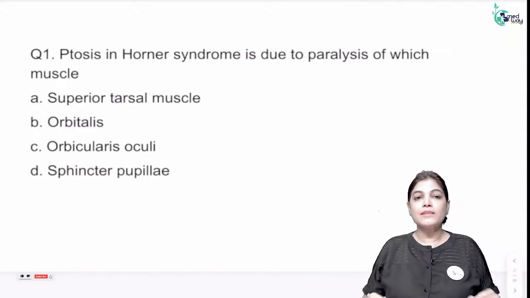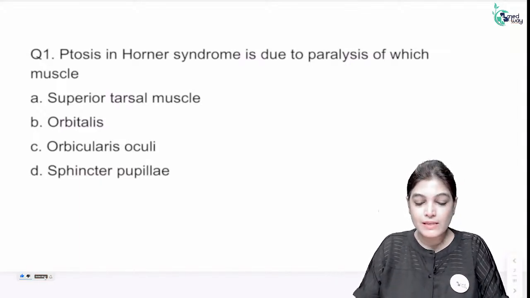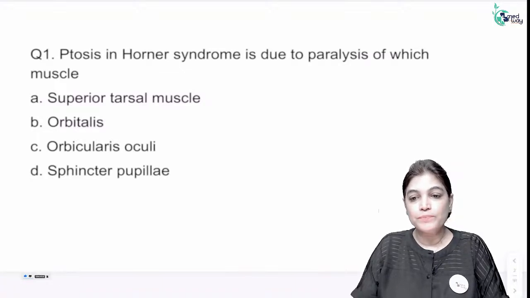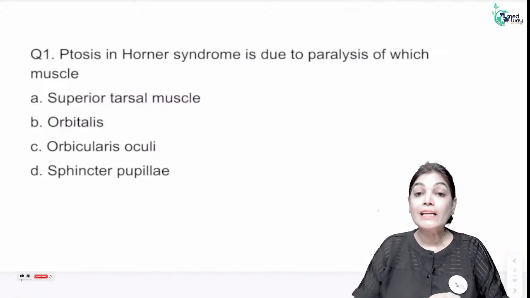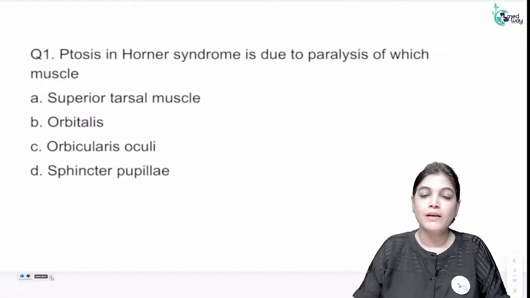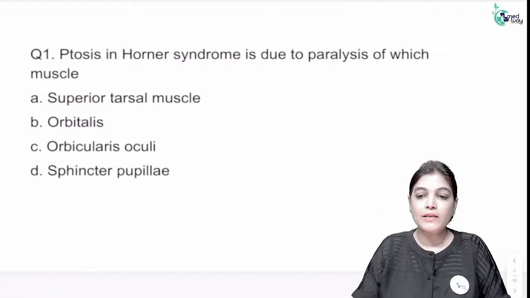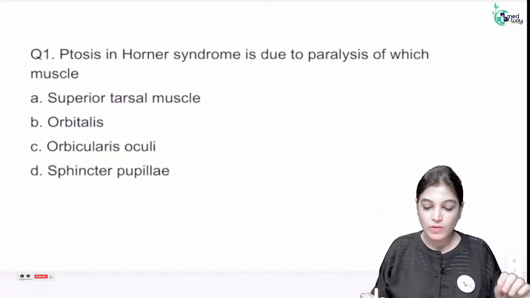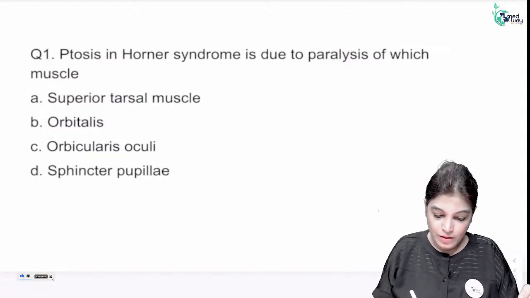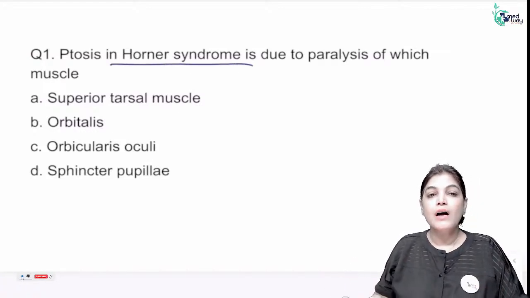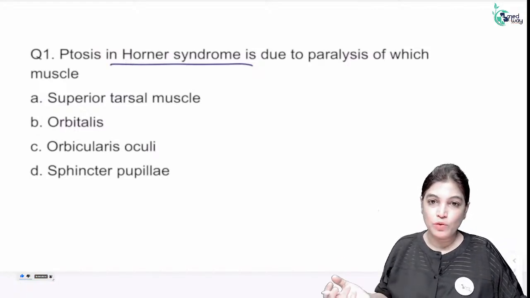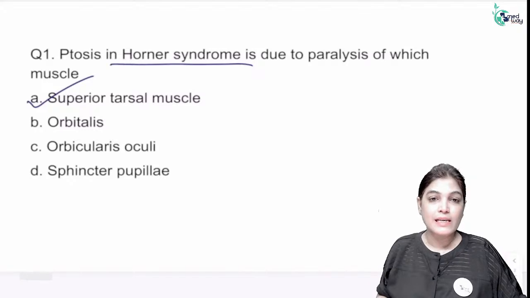As we know, in case of Horner syndrome, mainly the defect is of sympathetic innervation, and the smooth muscle fibers of the part of the levator palpebrae superioris are involved. I would also like to tell you about the LPS muscle, because it has both skeletal muscle fibers and smooth muscle fibers. So when I use the word Horner syndrome, it means the sympathetic fibers have been affected and the right answer will be Muller's muscle. That means superior tarsal muscle is the right answer.